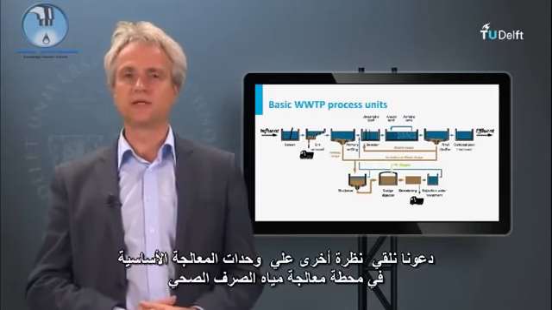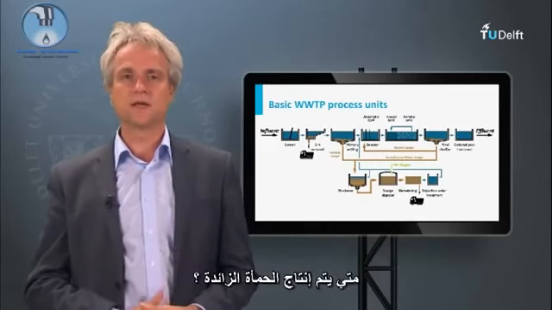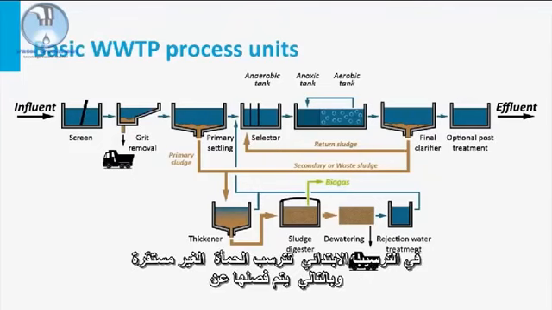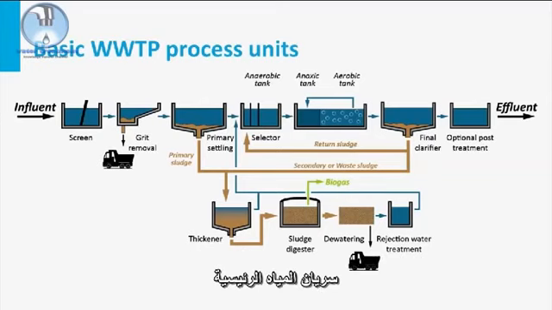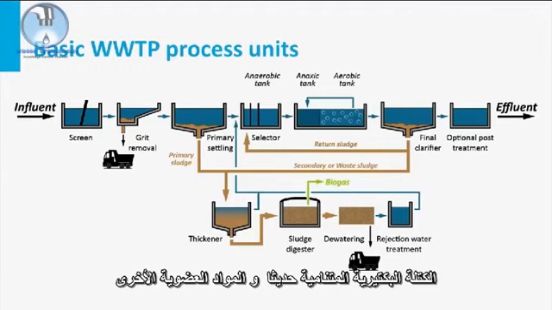Let's have another look at the basic process units of the sewage treatment plant. Where is the excess sludge being produced? In the primary clarifier, non-stabilized sewage sludge is settled and is separated from the main water stream. In the secondary clarifier, settling of secondary sludge takes place, which consists of newly grown bacterial mass and other organics.